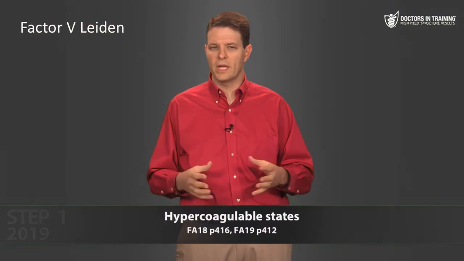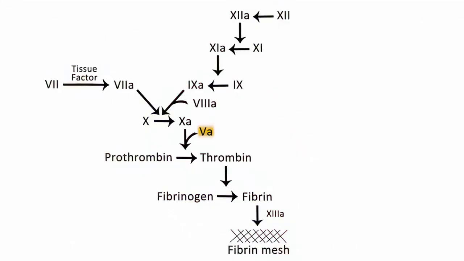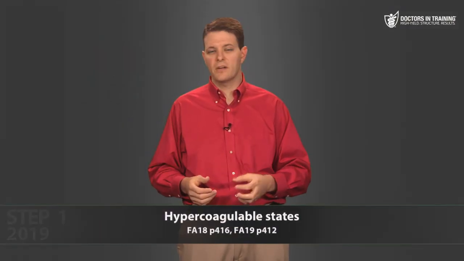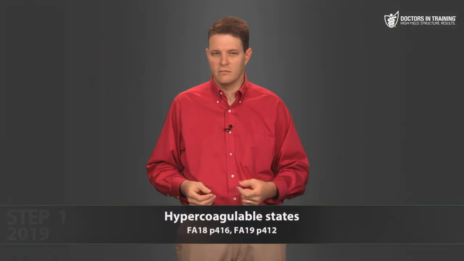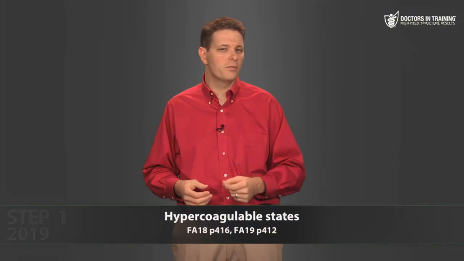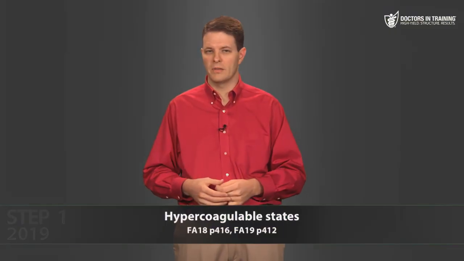Now think back to the coagulation cascade. We said that factor V was an accelerating factor that helps factor 10 convert prothrombin to thrombin. And we said that factor Va is inactivated by protein C. Well, there's a specific mutation in factor V called factor V Leiden. It was named after the city of Leiden in the Netherlands where it was first discovered. Anyway, this mutation accounts for 40 to 50% of all inherited hypercoagulable states.